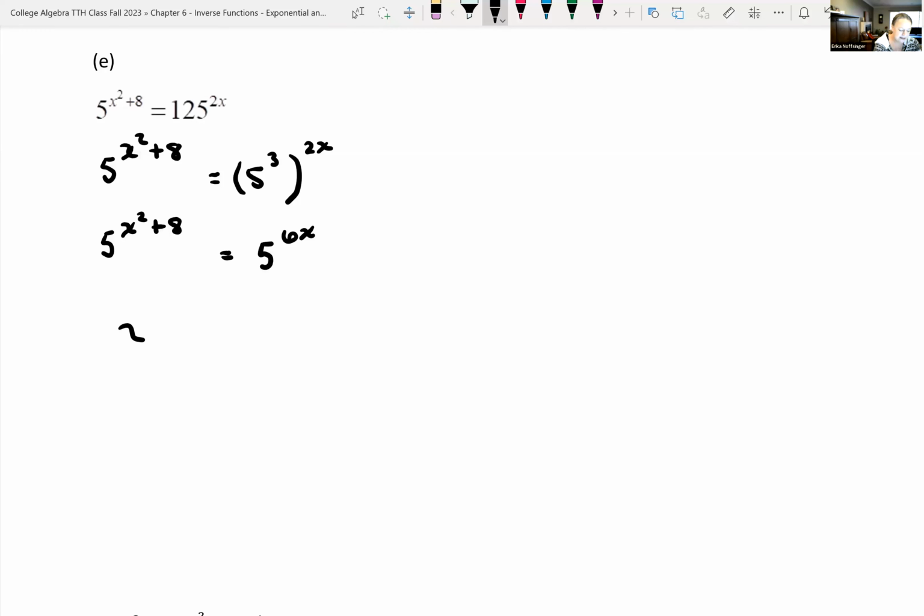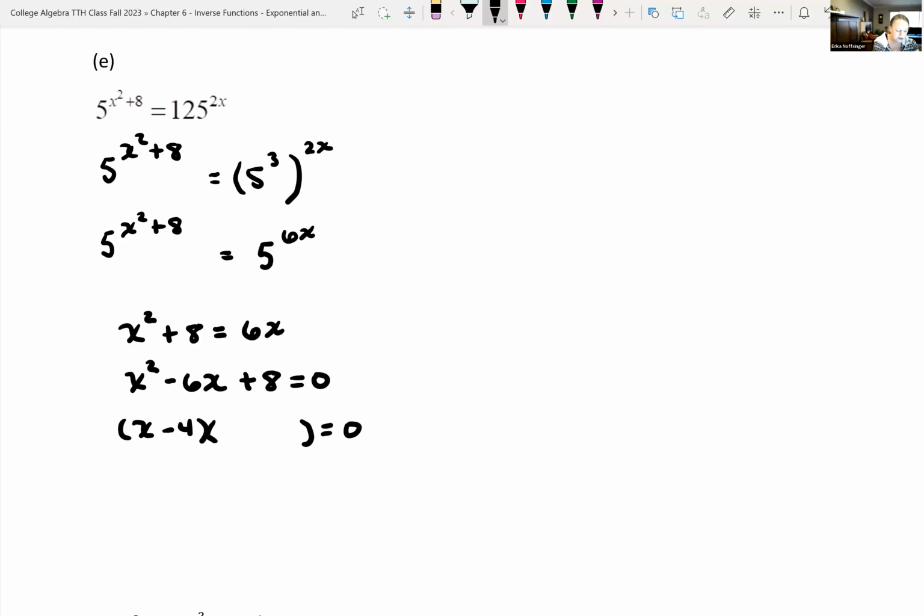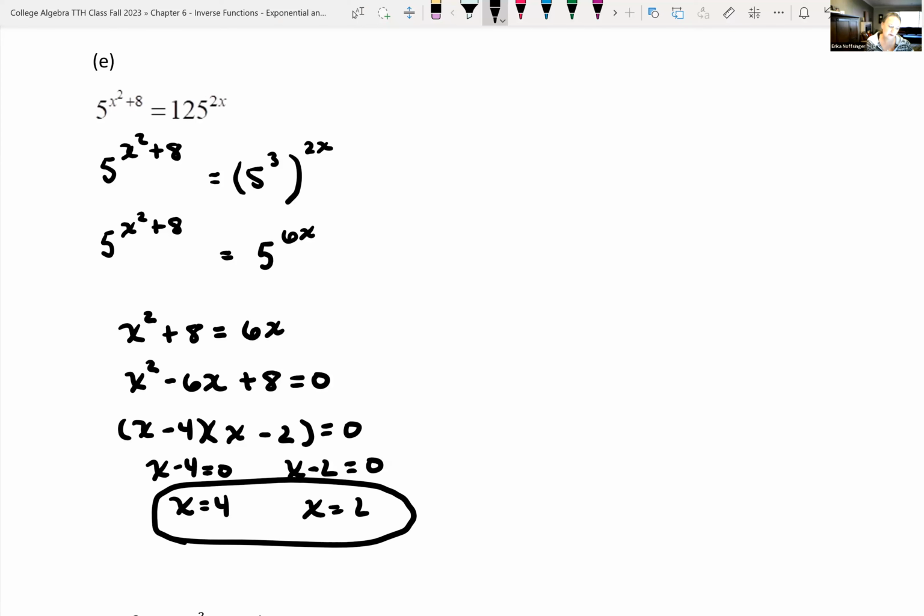Bases are now the same, so we can set our exponents equal to each other. So we have x squared plus 8 is equal to 6x. So let's rewrite this. This is quadratic, so we want everything on one side. Subtracting 6x on both sides, we get x squared minus 6x plus 8 is equal to 0. There are two numbers that multiply to give us a positive 8 and add to give us a -6, which are -4 and -2. So we can factor that as x minus 4 all times x minus 2. Looking at when x minus 4 equals 0, this is when x is 4. And looking at when x minus 2 is 0, this is when x is equal to 2. So we found two solutions that work for that exponential equation.